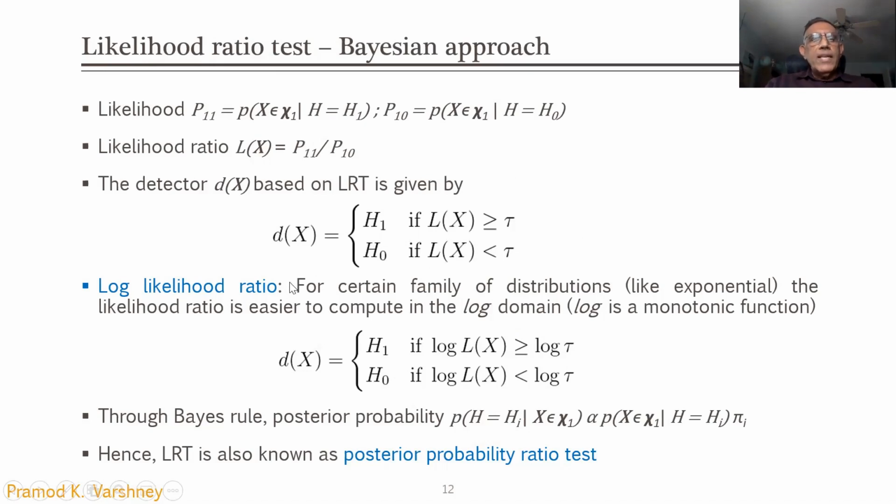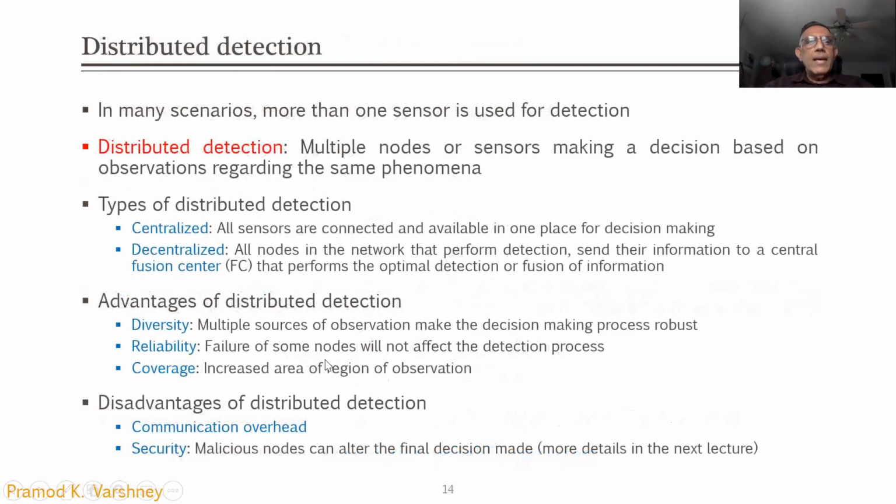And then for convenience, in many families of distributions, such as exponential and Gaussian, we take the log of this, so log of L of X, and that makes life easier. So D of X is greater than a threshold or less than a threshold, and then we decide on H1 or H0. Okay, so let me move on to the next slide.